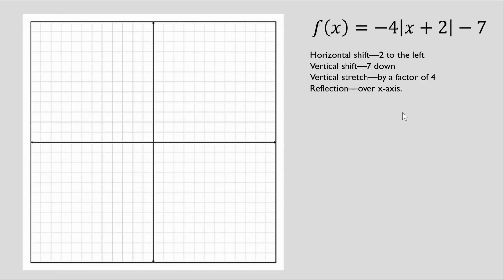The question becomes, what are we transforming? These are the things that are going to happen to some graph, but what graph is it? This forces us to think about what we call a parent function. And in this case, the parent function is just going to be y equals absolute value of x.